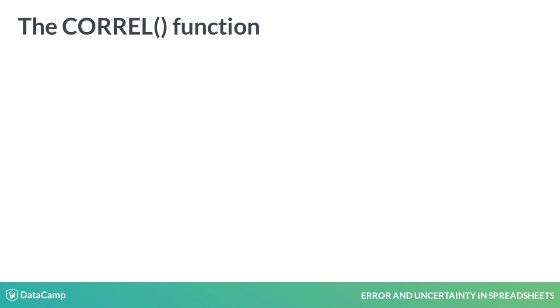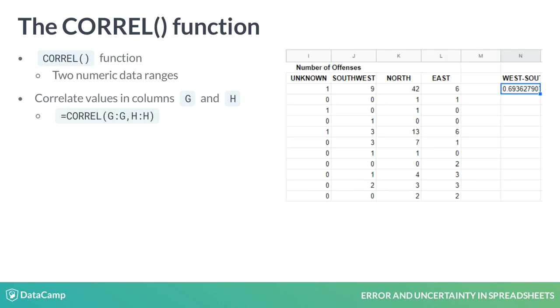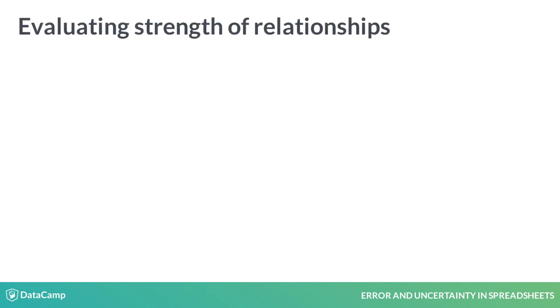We use the CORREL function to calculate correlations. CORREL takes two arguments, which are the two ranges whose values we want to correlate. Both ranges must include only numeric values. For example, if you want to correlate the values in columns G and H, simply call the CORREL function and specify those two columns. In the previous example, the correlation coefficient between columns G and H was 0.69.